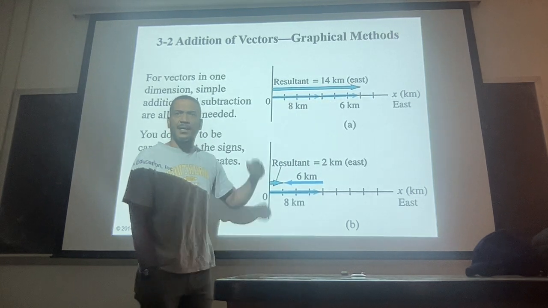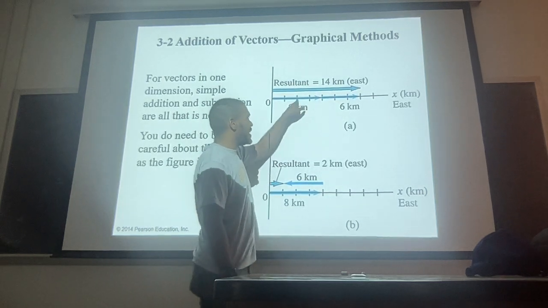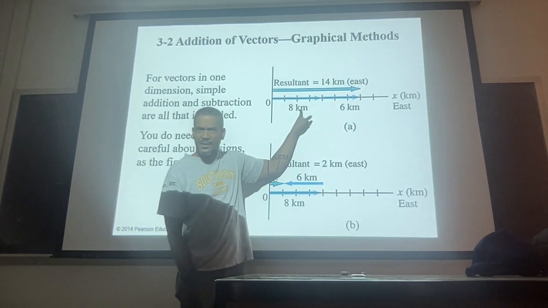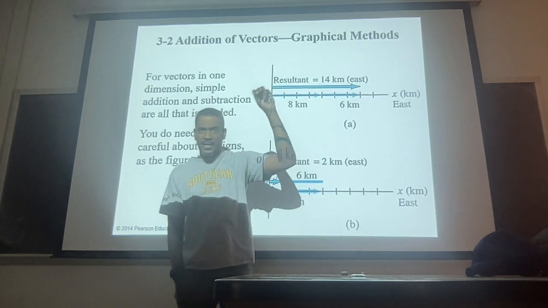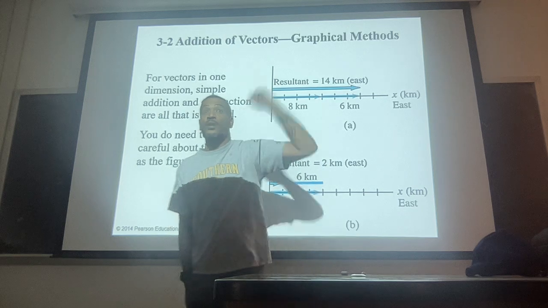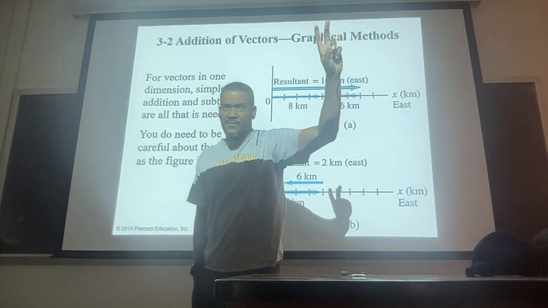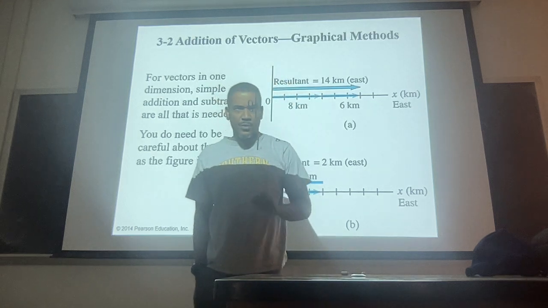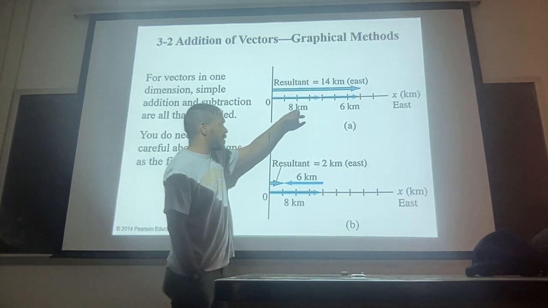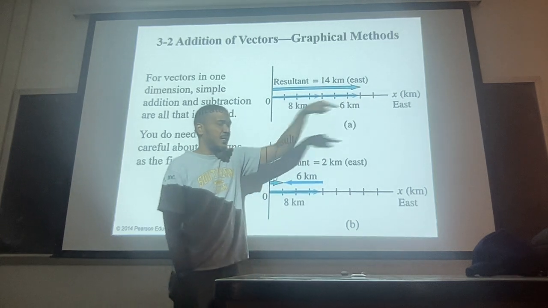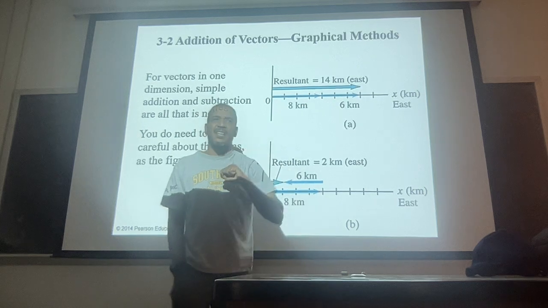8 kilometers. The magnitude is 8 kilometers in what direction? East. So I need 2 pieces of information. I need how big the vector is and in which direction it's pointing. If I don't have both of those 2 pieces of information, I'm not going to be able to move forward. So I have the first vector of 8 going east, and then I have a second vector with a magnitude of 6, okay?